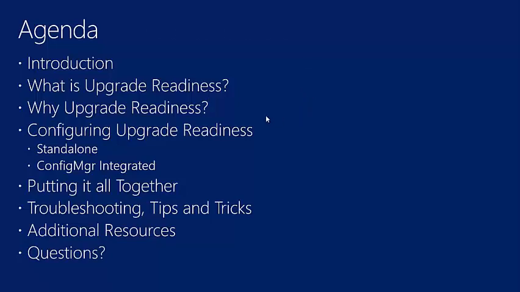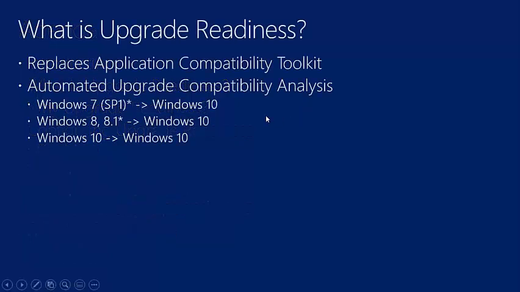So let's jump in. What is upgrade readiness? Well, put simply, upgrade readiness is the Azure version of what we've had for a while called the Application Compatibility Toolkit. The Application Compatibility Toolkit is something you could use. It would run in your environment and give you data back on systems in your environment. Contrast that to upgrade readiness that runs in Azure.